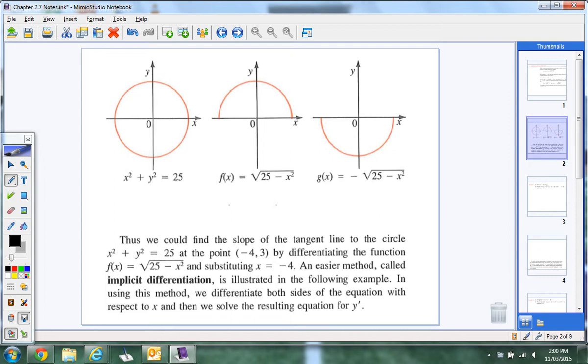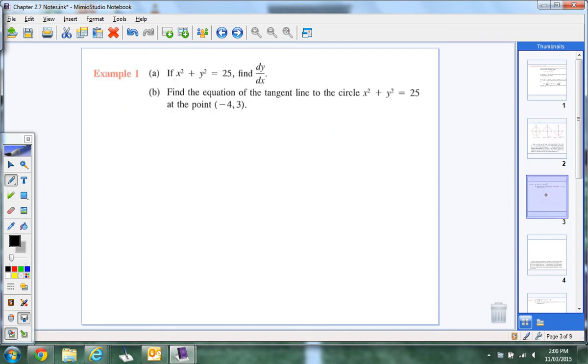So what is it? I don't want to say shortcut, but it's another method for when you have two variables, instead of solving for y. Are there any questions? We're still taking the derivative. We're still finding the tangent slope. We're just doing it for equations where y isn't by itself. Fair enough? Okay, so here's the example.